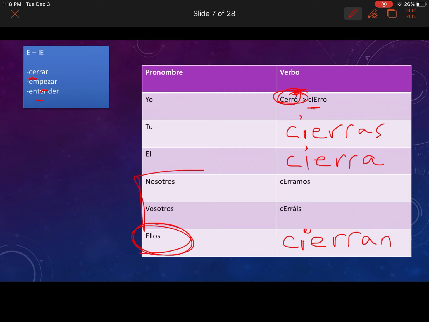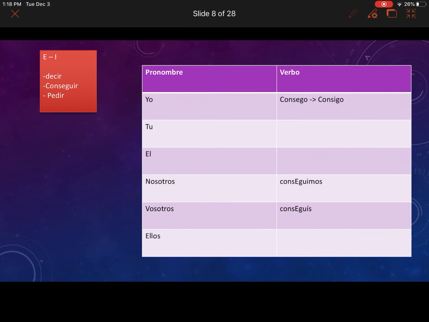However, we have to make a big note that nosotros and vosotros do not change. Vosotros and nosotros keep the stem the same as in the infinitive. So you must never change the nosotros and vosotros form. This one will remain regular, while the others do the stem change. The same thing happens in E to I. We're going to be changing the E to an I. So in the example of yo, it's not consego, it's consigo, because we changed the E to an I.